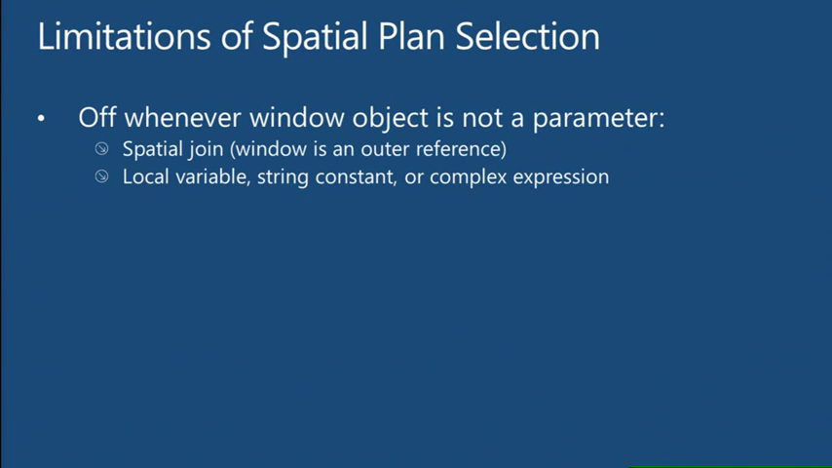There are some limitations on the spatial plan selection. I already mentioned, whenever a window object is not a parameter, you have to basically often hint the index.